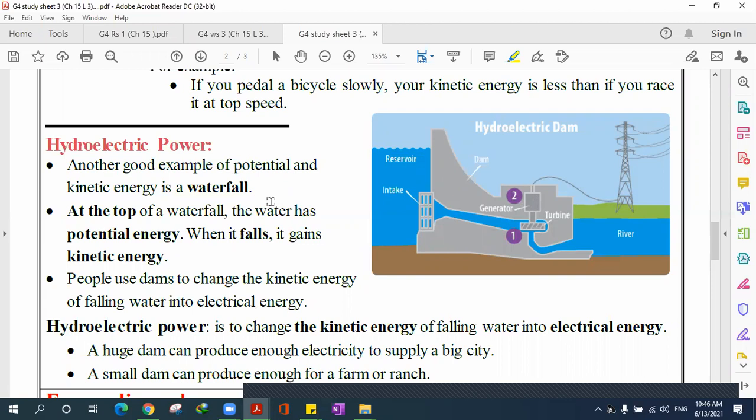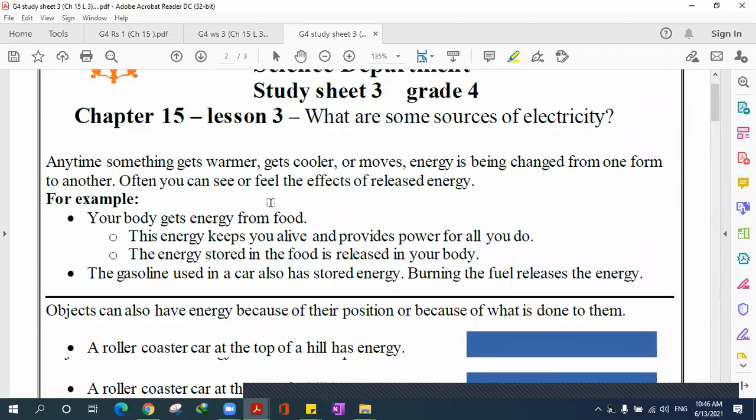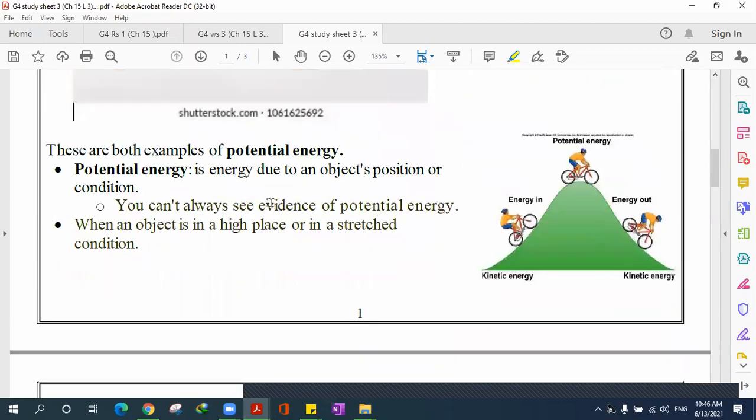We already said this at the beginning. Guys, didn't you hear me at the beginning? Did you have a problem hearing me? Potential energy is the stored energy. We can say the potential energy is the stored energy, or we can say it's the energy of an object because of its possession or condition. Okay?